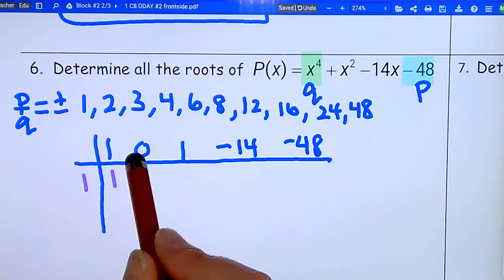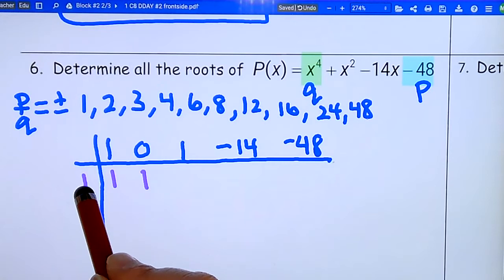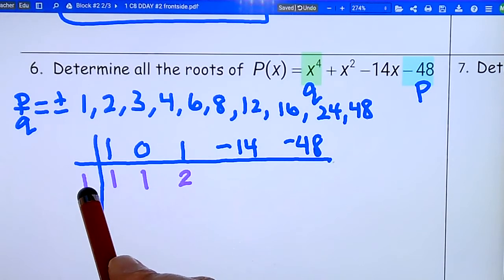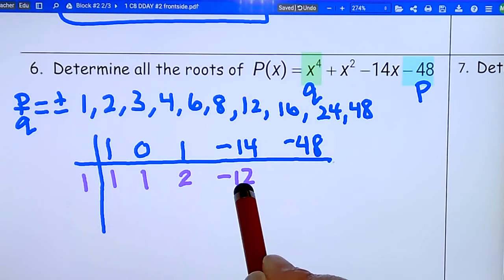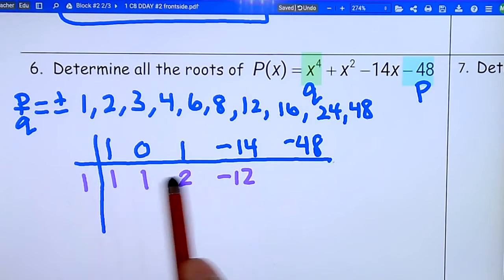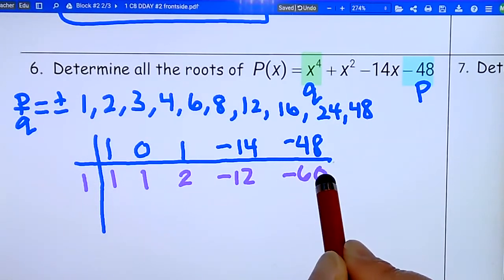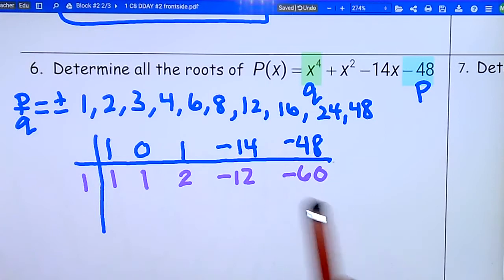1 times 1 is 1. I add it to 0, 1. 1 times 1 is 1, plus 1 is 2. 2 times 1 is 2, plus a negative 14 is a negative 12. Negative 12 times 1 is negative 12, plus a negative 48 is a negative 60. Was 48 below, 60 below now.